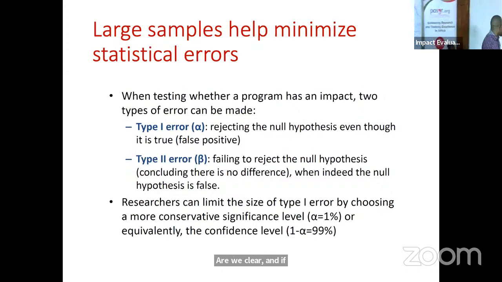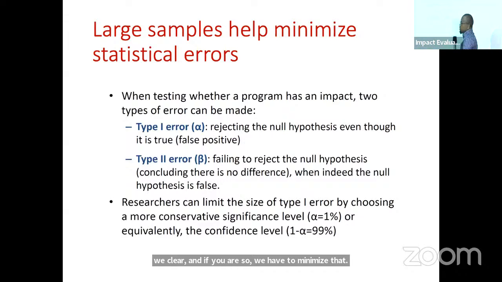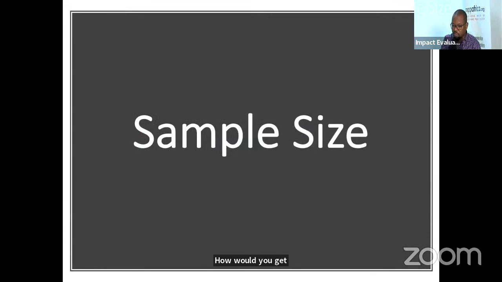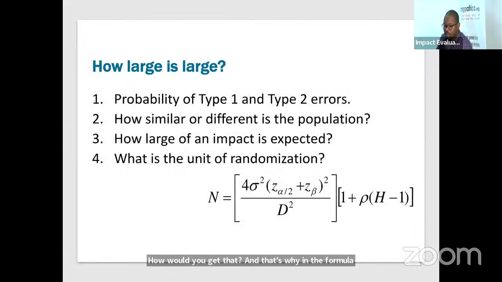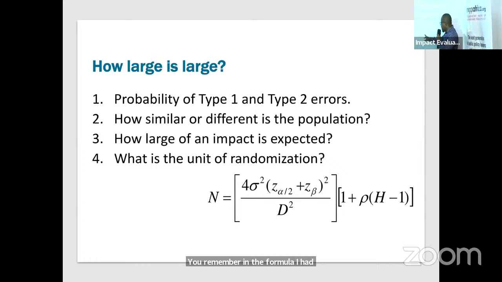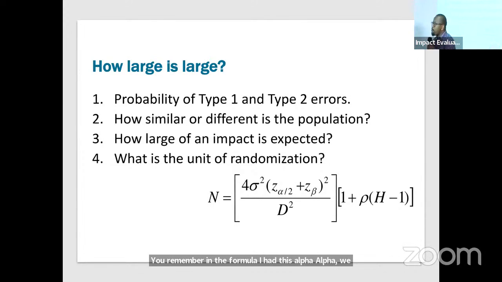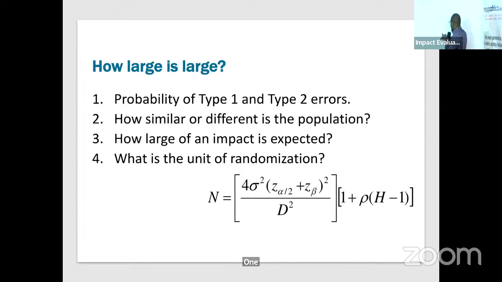That's what he was getting to. And of course, we have to rule out type 2. Are we together? And that's why, if you remember, in the formula I had this alpha. With alpha, we have to minimize the risk of committing type 1 error. Are we together? And that's why it is assumed to be 5%. Here they applied Bonferroni correction. That's why it's divided by what?